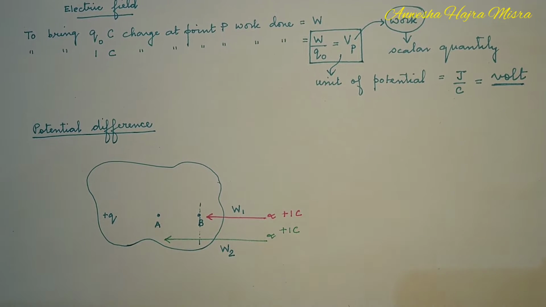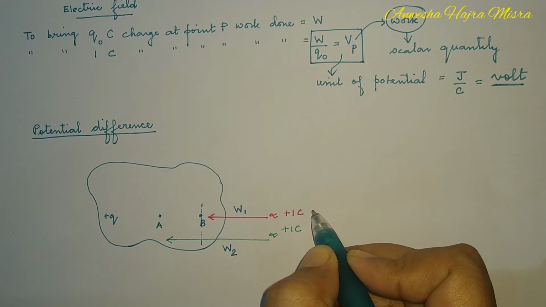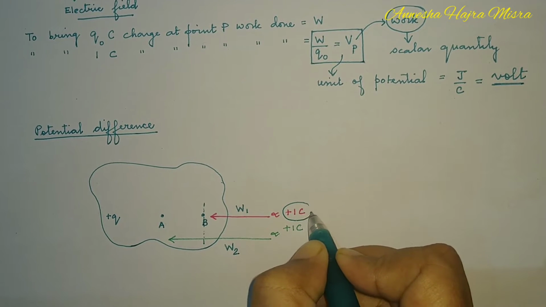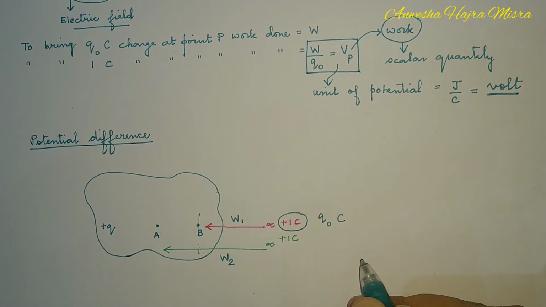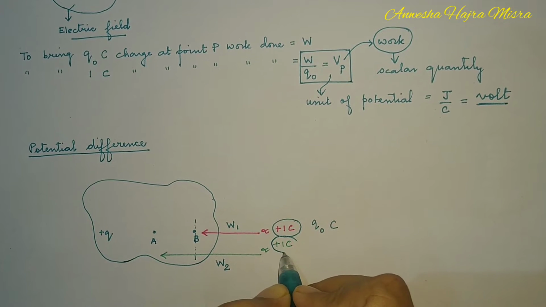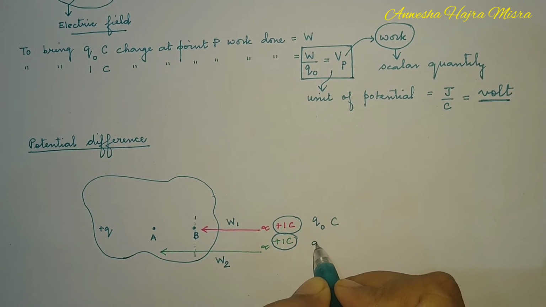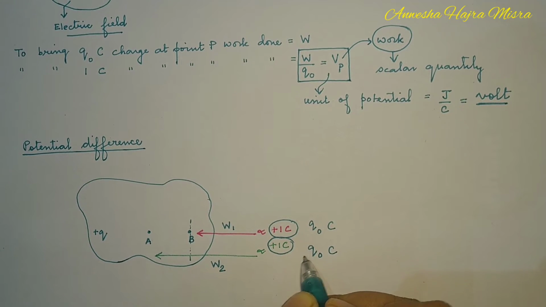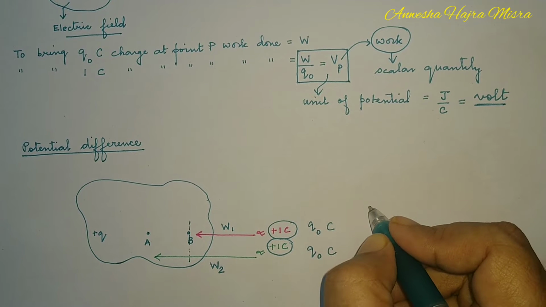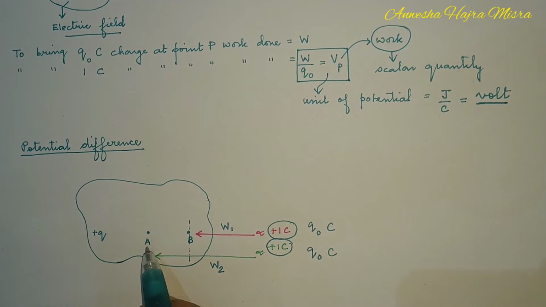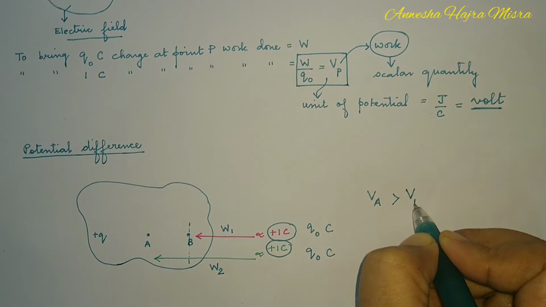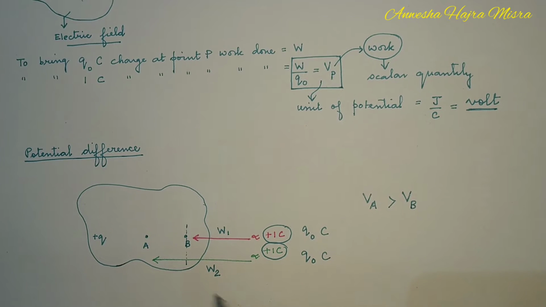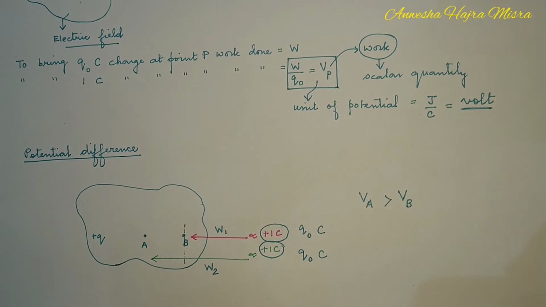So suppose instead of 1 coulomb charge, you are bringing a Q0 coulomb charge from infinity to B and the work done is W1. And instead of bringing +1 coulomb charge to point A, you are bringing the same Q0 coulomb charge from infinity to A. Your potential difference, now which one is greater? Potential at A is greater than potential at B, since at A, work done is more.